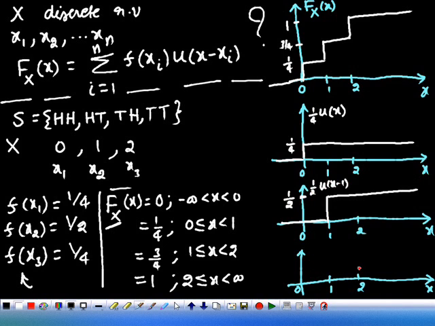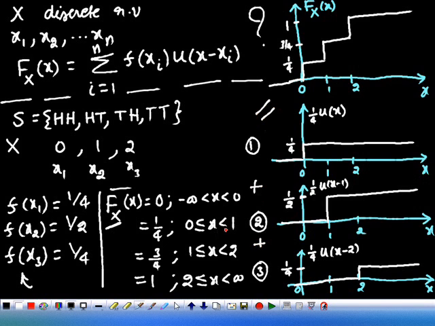Now I take one more function which is constant, equivalent to 1 by 4 for x greater than 2 and 0 for x less than 2. This can be written as 1 by 4 u of x minus 2. Now we take this one, and this. If we add these three, can we get this? Verify.